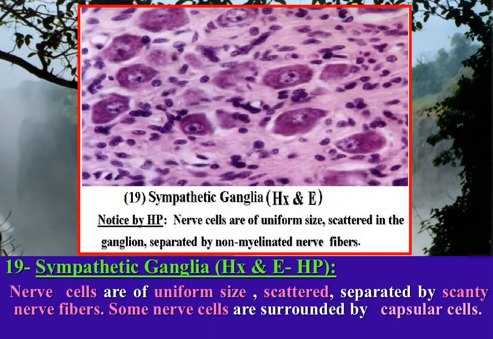Large-sized sympathetic ganglia stained with hematoxylin and eosin, examined by high power, showing multipolar nerve cells of uniform size scattered in the ganglia, separated by scanty, thin, non-myelinated nerve fibers. These nerve cells are surrounded by few capsular cells. Some nerve cells, however, are not surrounded by capsular cells.